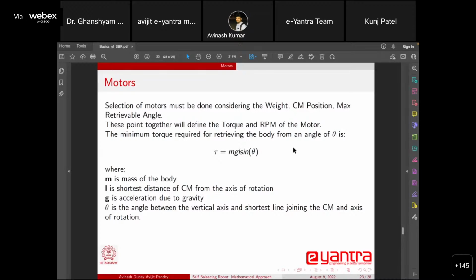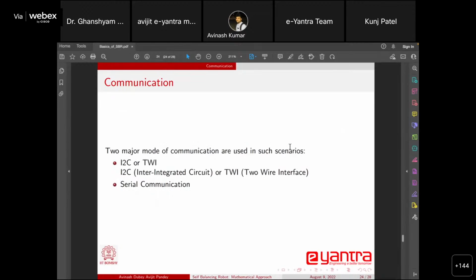So you need to first find the sensors, find the states using sensors, then identify the right motor. There are two ways you can go. Either find a motor and know its torque, and based on that you design your robot, or you design your robot and find the maximum required torque, and based on that purchase a motor which has sufficient torque.